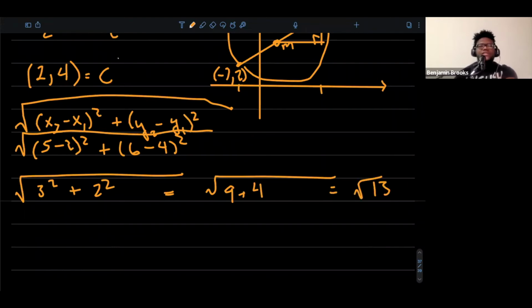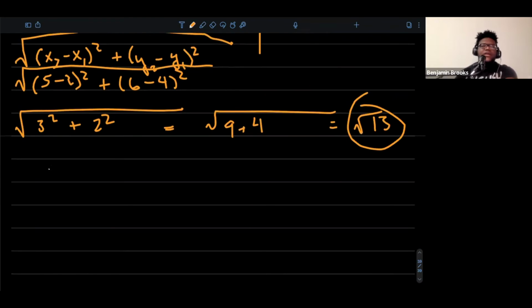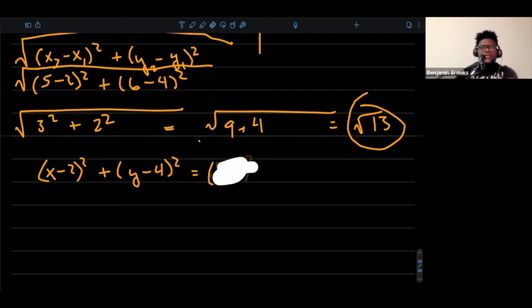So note the center's at (2, 4). The radius is the square root of 13. So if I put it all together, I have x minus 2 squared plus y minus 4 squared equals the square root of 13 squared, which is just 13 itself.